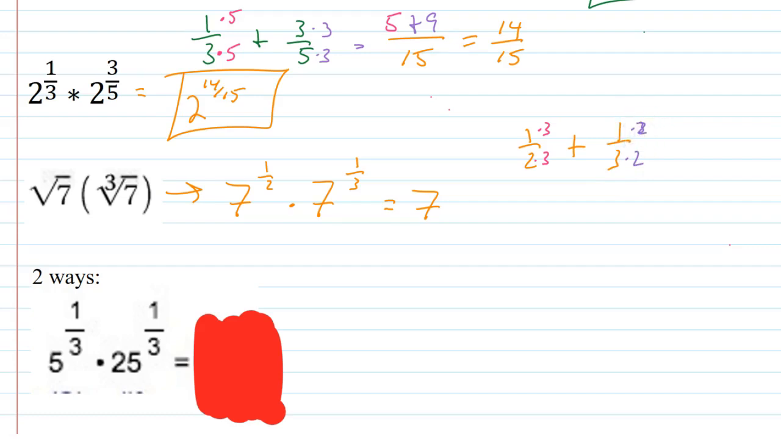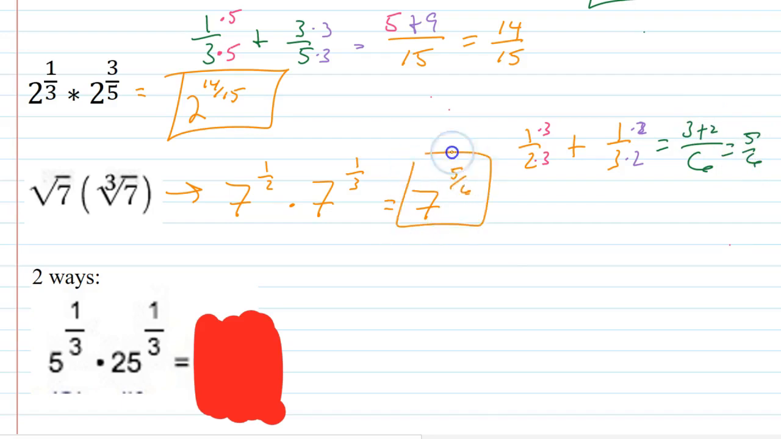That's going to give me a common denominator of 6. And on top, 3 plus 2 gives me 5 over 6. My final answer will be 7 to the power of 5/6.